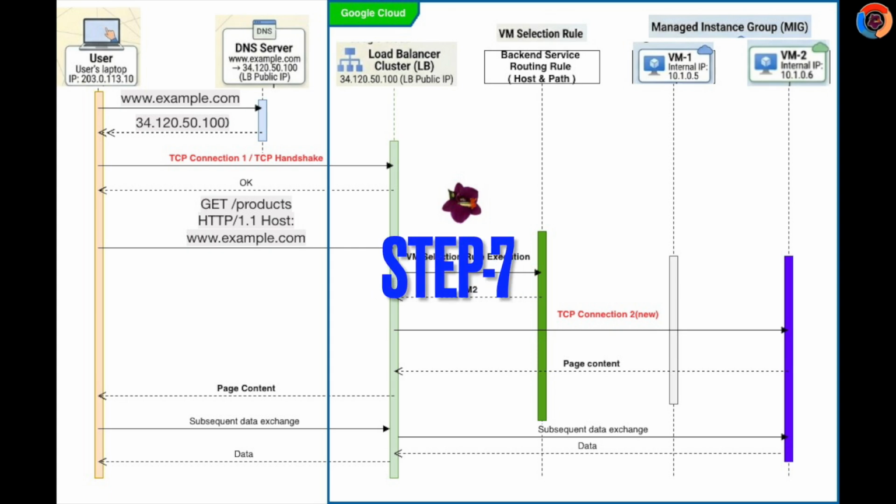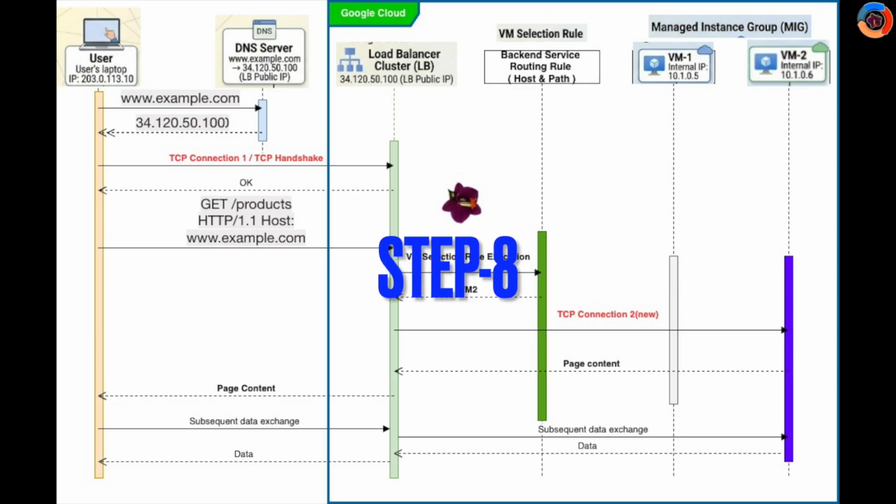Step 7. Backend VM selection. The backend service then chooses a healthy backend instance from the managed instance group. In this example, the load balancer selects VM2 with internal IP address 10.1.0.6. This selection can be based on Google's load balancing algorithms and the health status of the instance.